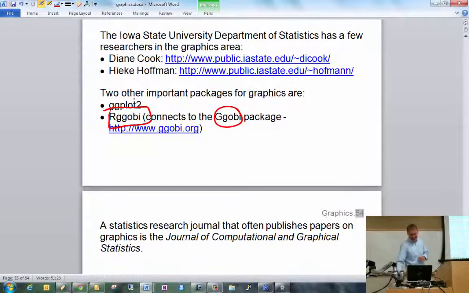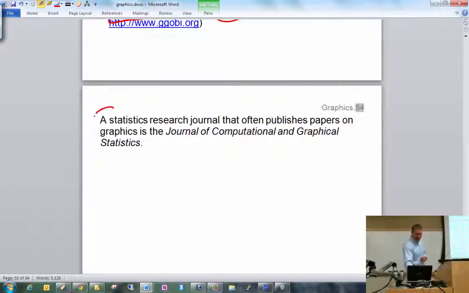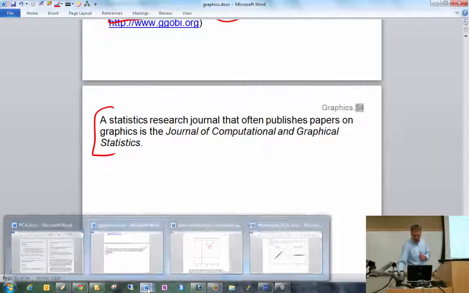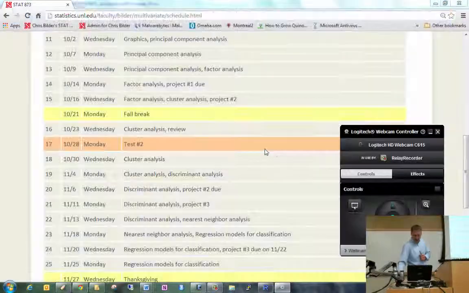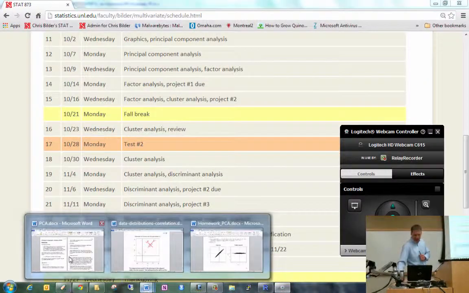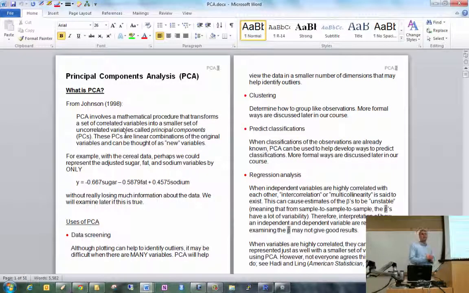RGGobi. And lastly, there's a journal published by the American Statistical Association that's at least partially focused on graphics: the Journal of Computational and Graphical Statistics, one of my favorite journals. They have interesting things there with computing and graphics. Okay, so enough about that. We are done with the graphics section. Are there any questions? Yes?